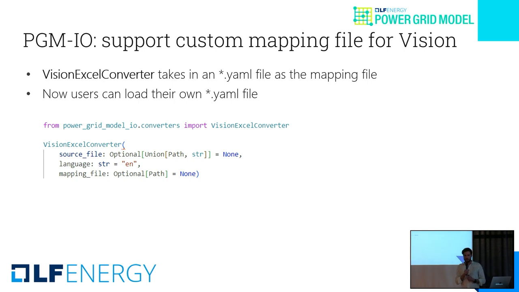Then we also have Power Grid Model IO. It was already mentioned today as well by Niels, for instance. It's Power Grid Model Input Output. So we provide conversions for some other data models, one of which is Vision. And we do have a Vision Excel converter that converts the Vision Excel exports. And we provide mapping files for that. But from now on, it's also possible for users to make your own mapping file and load in your own custom mapping file.